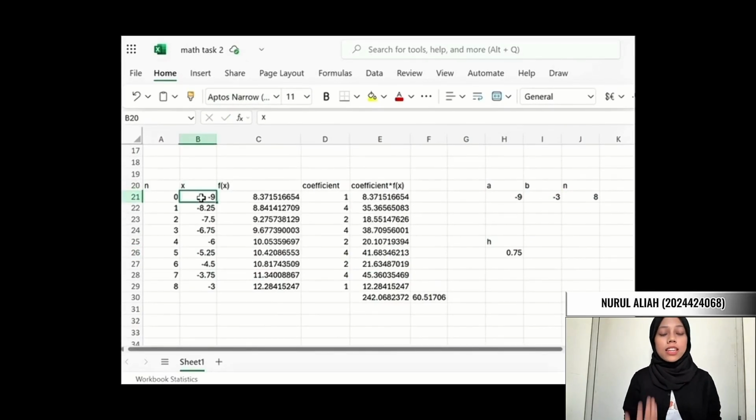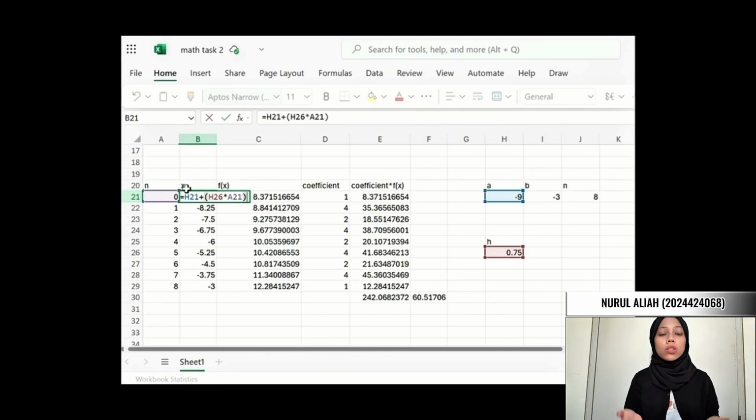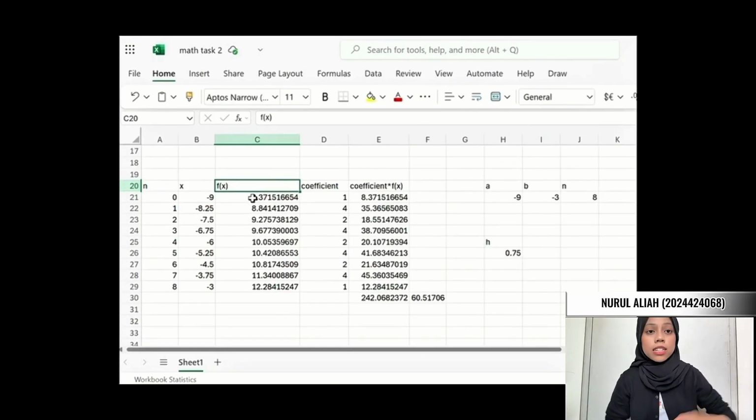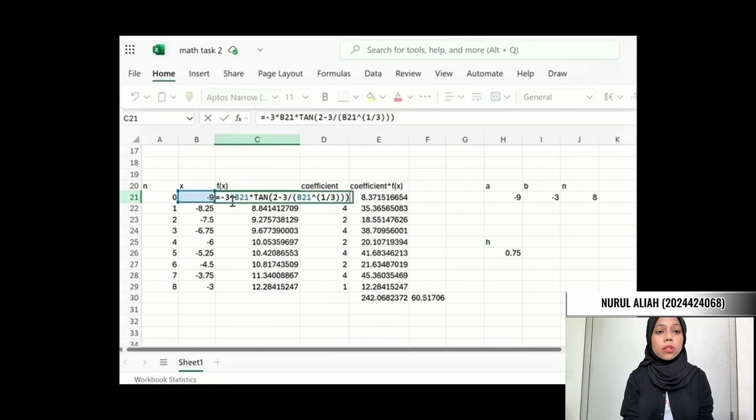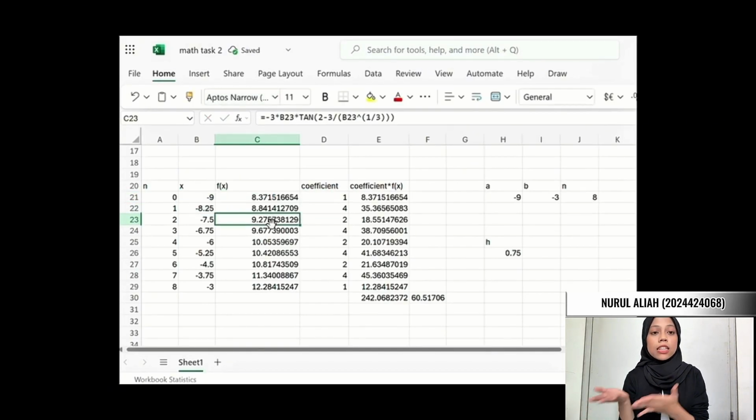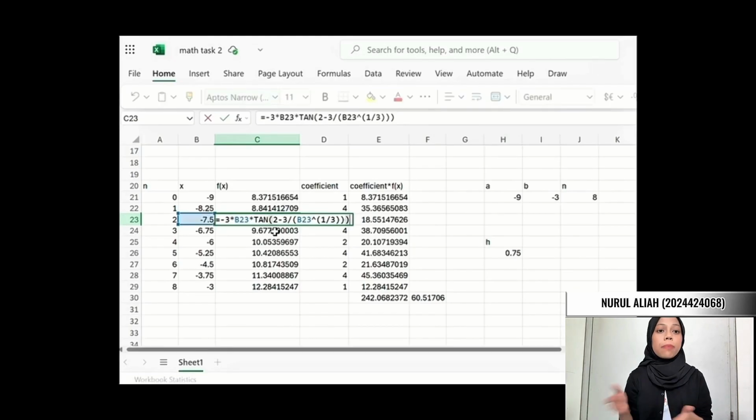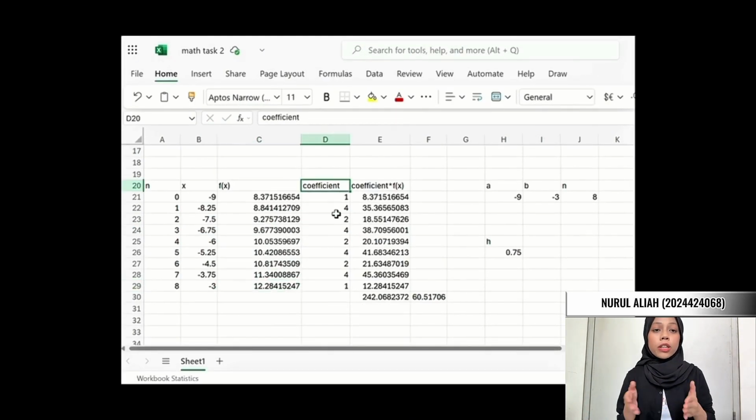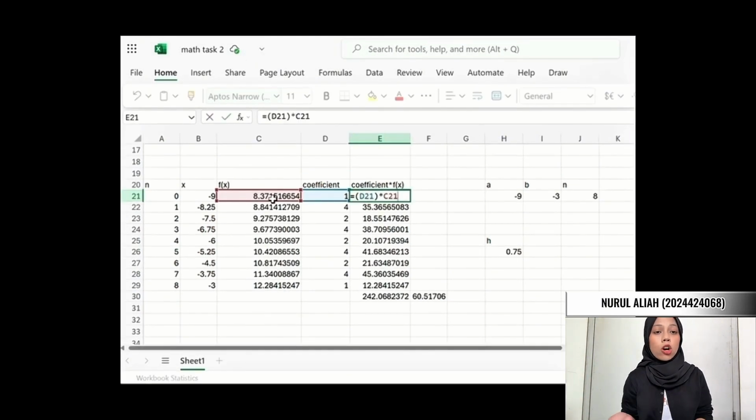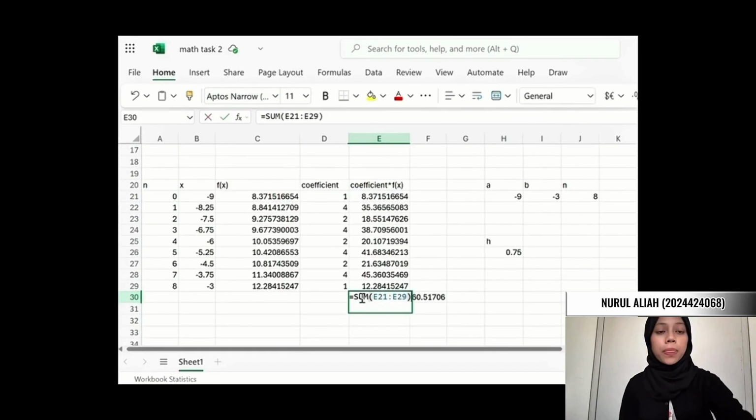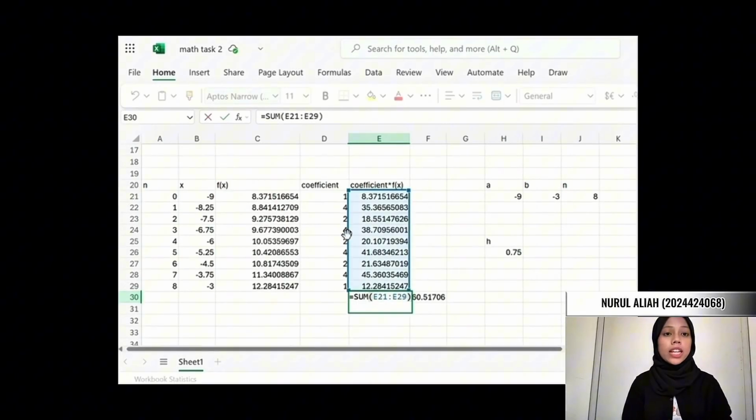Next, to find x, it is the same as in part A, but the difference is the weight, so we just change the weight to calculate x. To find the value of f(x), we just substitute the value of x into the equation given. It is the same when we want to find the other f(x), so we substitute the values of x respectively. For the coefficient, it is similar to A, just like what IZZAH said before. Next, we multiply the coefficient with f(x). Therefore, we sum the products of the coefficient and the corresponding f(x) values.